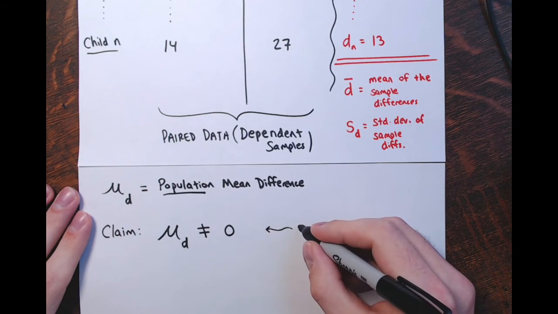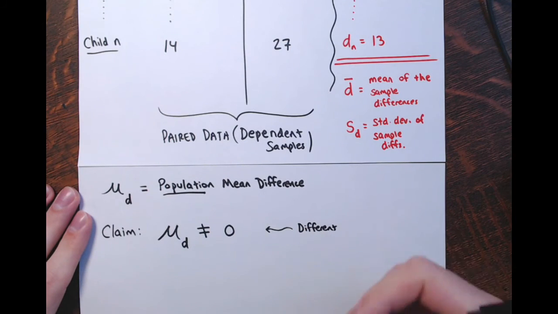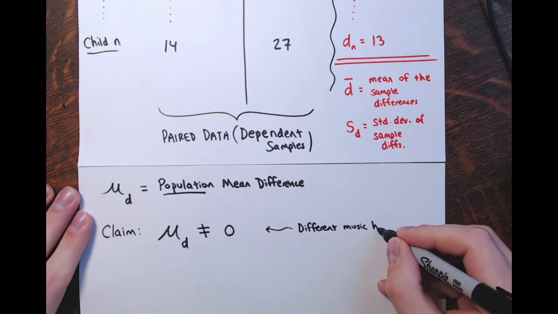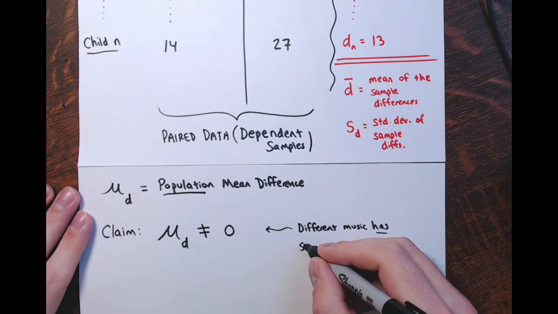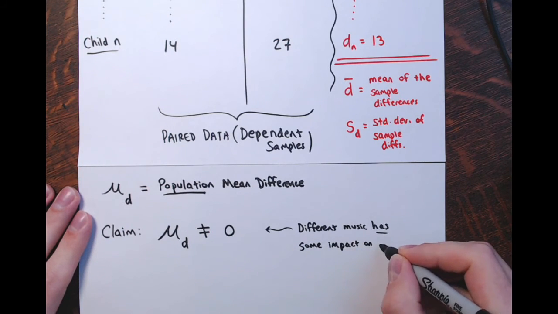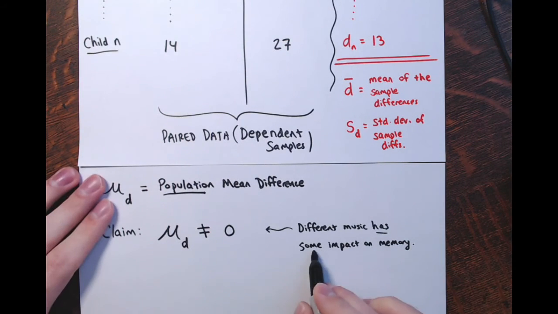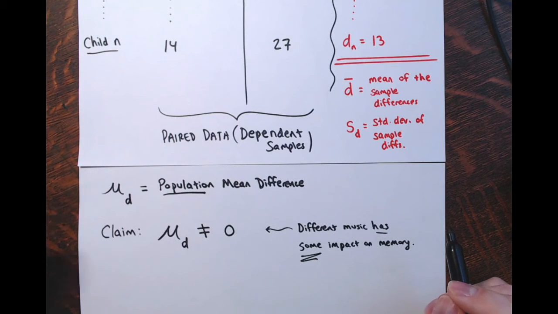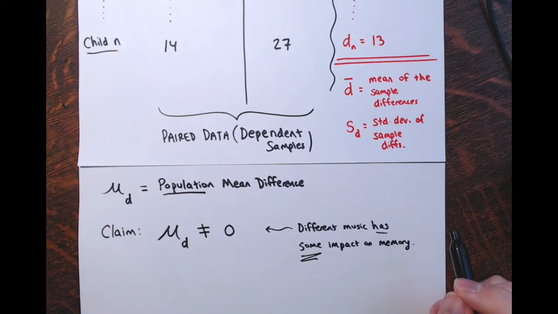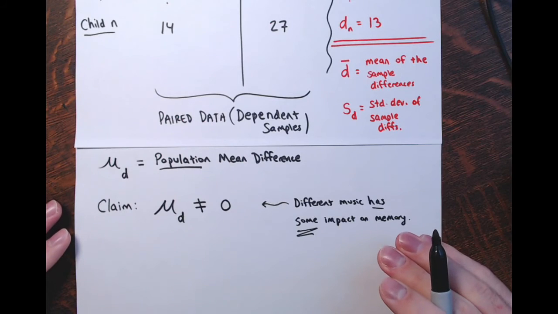So this is saying that different types of music have an impact on memory. Different music has some impact on the number of words the kids could memorize, but some impact. Doesn't make it better, doesn't make it worse. So this mean difference is not 0, is her claim, or her belief, what she's going to be testing.